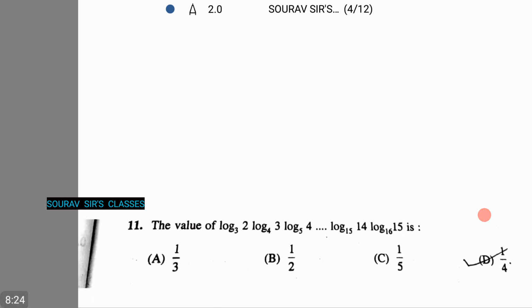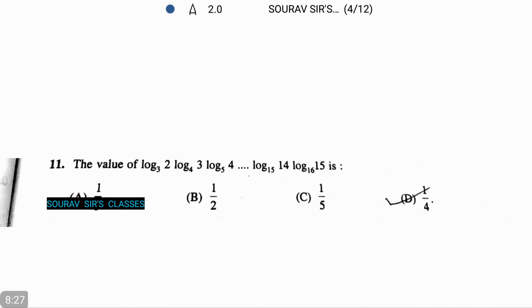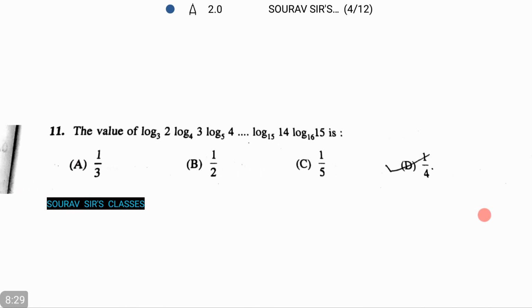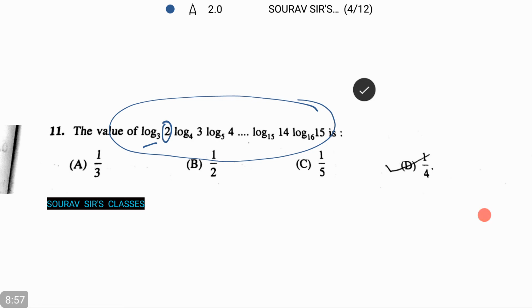Right, so this is the problem we have in hand. We have log to the base 3 2, log to the base 4 3, log to the base 5 4, and so on up to log to the base 15 14, and log to the base 16 15. Just note that the base changes now. We are required to evaluate this entire expression.